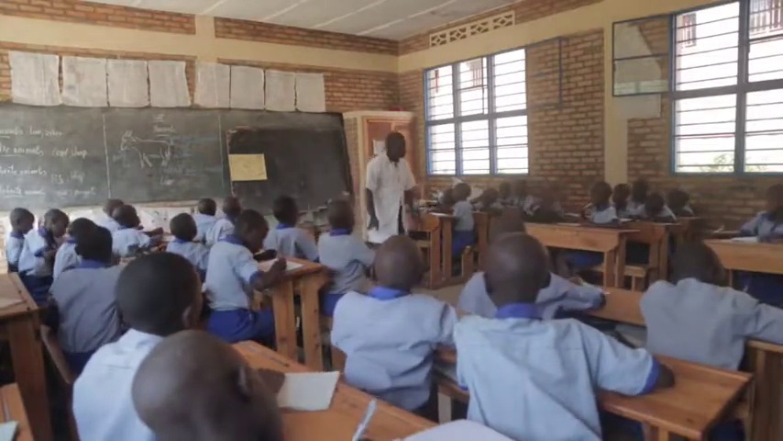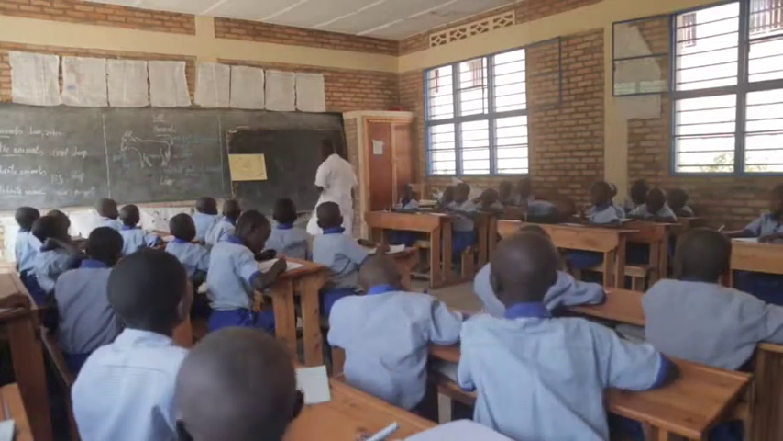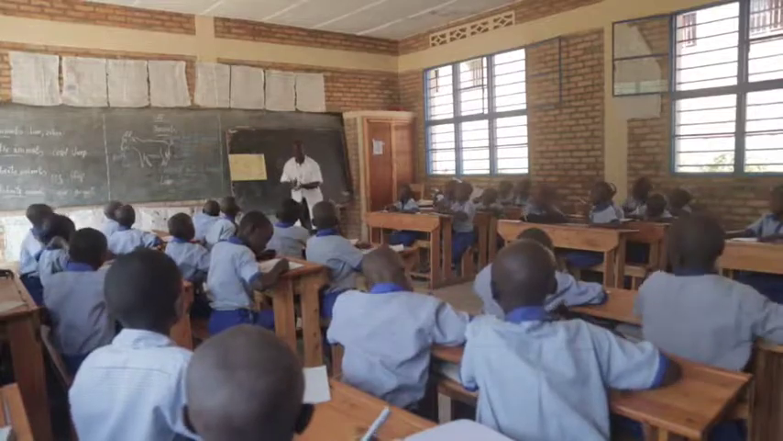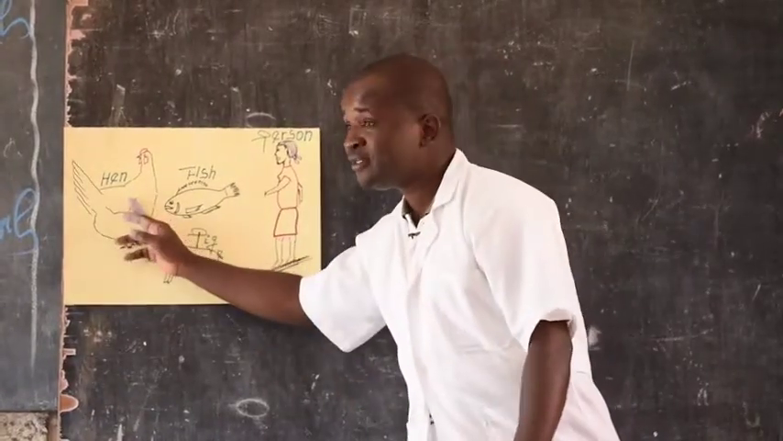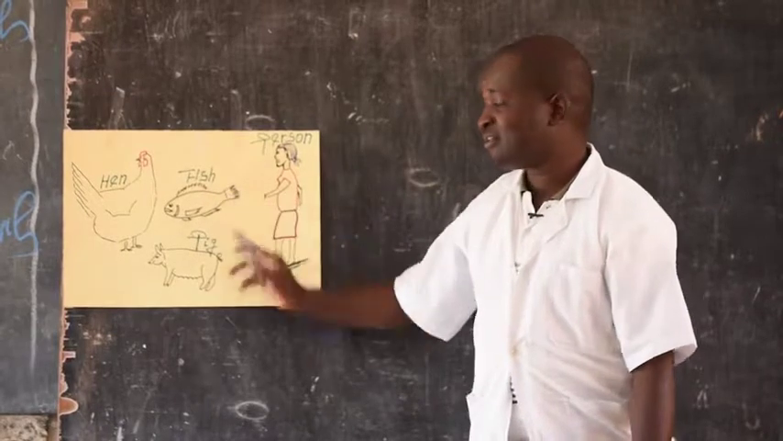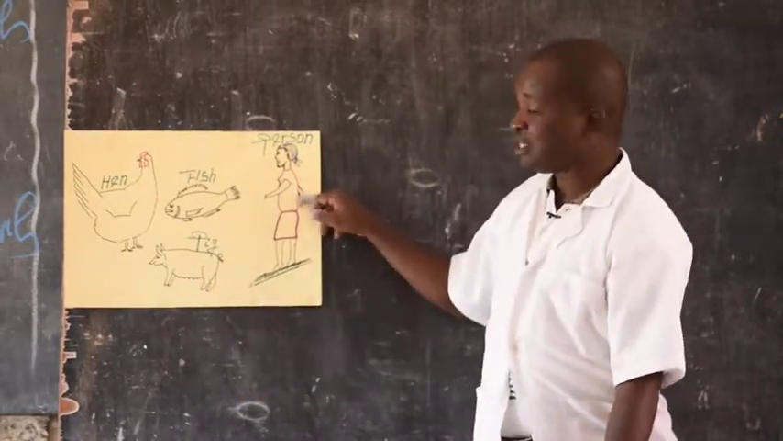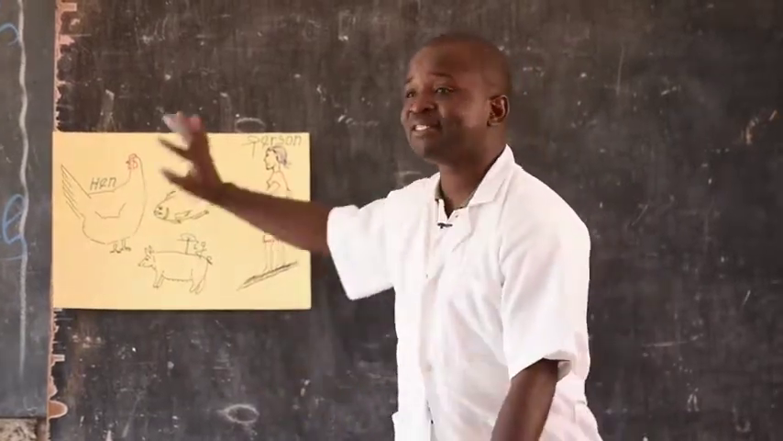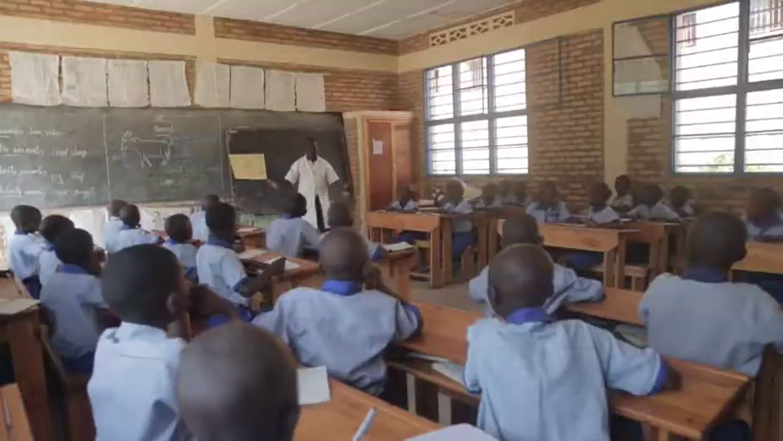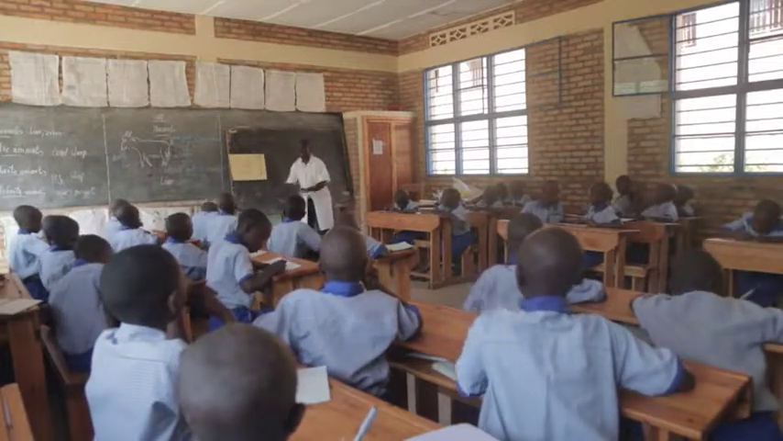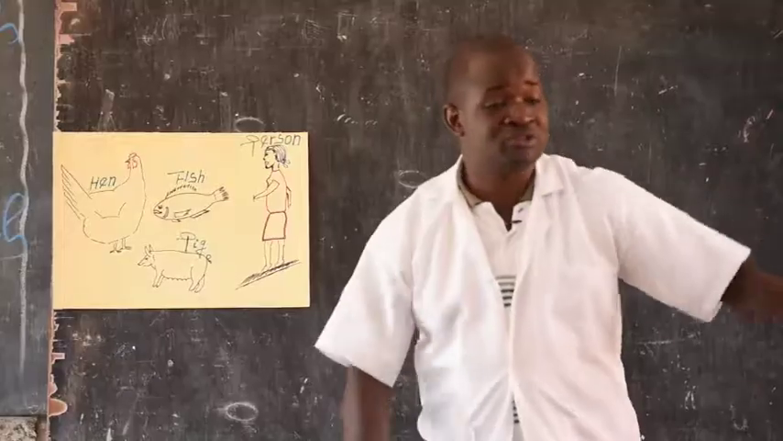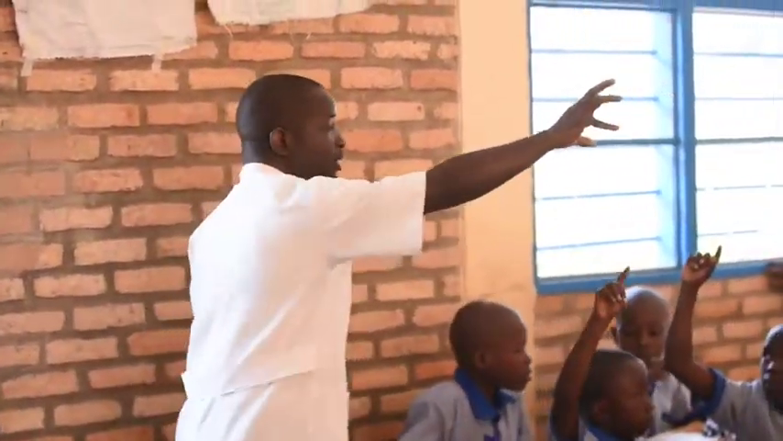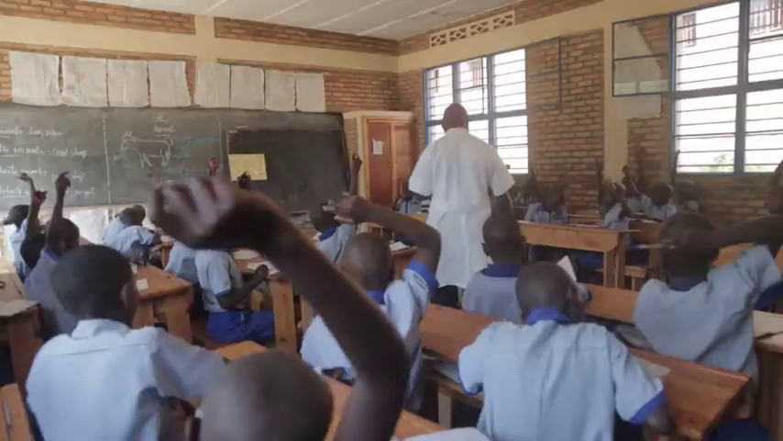Finish. We have the four animals here. Look at here, please. This is a hen. This is a fish. I want you to select only mammals. Among these animals, there are mammals and those which are not mammals. You write only the mammals which are there.